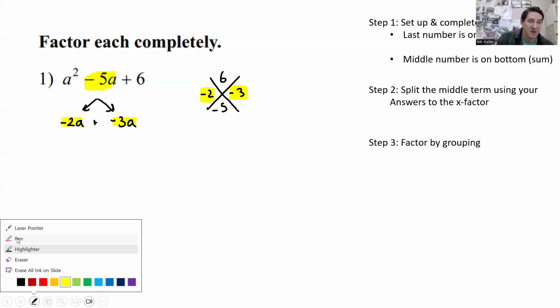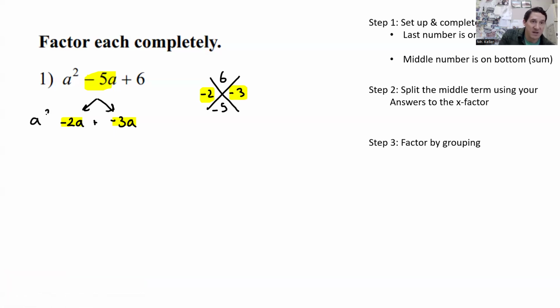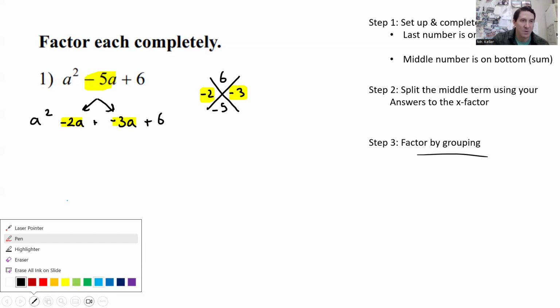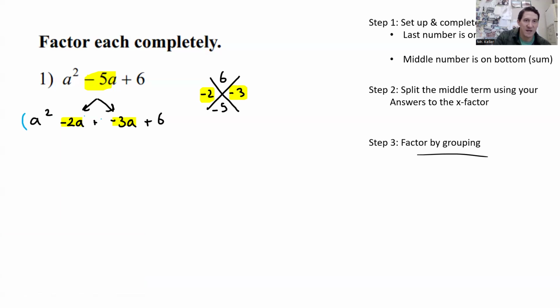Once you have that split, you're going to bring down the rest of the polynomial. So it'll be a squared minus 2a plus -3a plus 6. And then we are going to factor by grouping. If you need a reminder how to do that, check out the last lesson. But to factor by grouping, you're going to group the first two terms together and the last two terms together, and find a greatest common factor, a GCF, on each grouping.